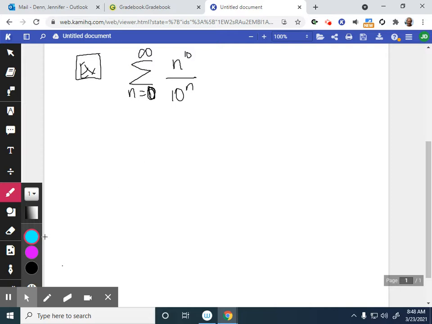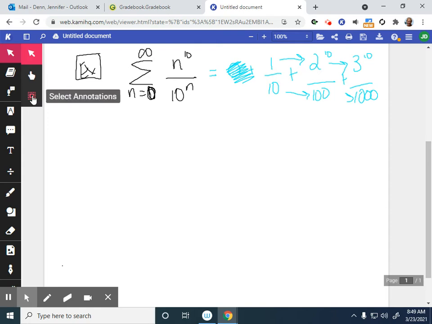So this is not geometric. Notice if I start plugging in numbers, if I just wanted to prove to myself it's not, when I plug in 0, I get 0. But when I plug in 1, I get 1 over 10. When I plug in 2, I get 2 to the 10th over 100. Plug in 3, I get 3 to the 10th over 1,000. So I do have a common multiplier for the denominators, but not the tops. There's no common multiplier to make that happen. In fact, starting at 0 would also screw me up. But anyway, there's no common multiplier for those tops. So not geometric.